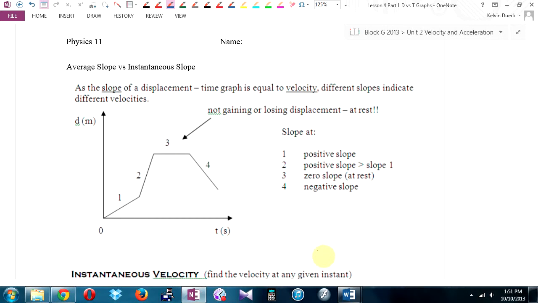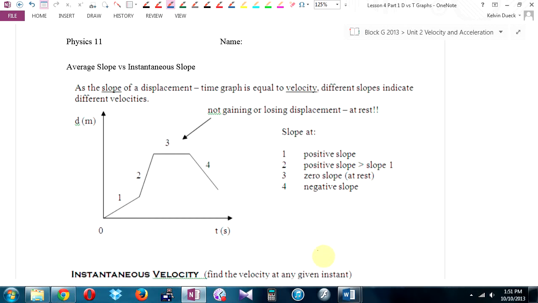Talk about average slope versus instantaneous slope. So we're going to start to look, just the slightest bit, at curves. Really, to analyze curves properly, you need calculus, one of the main reasons calculus was invented. But we'll just start to scratch the surface.